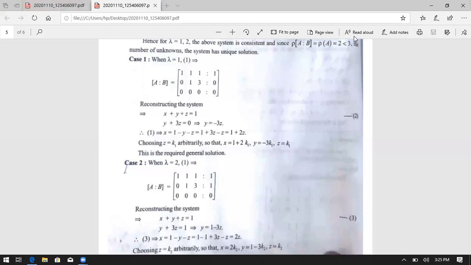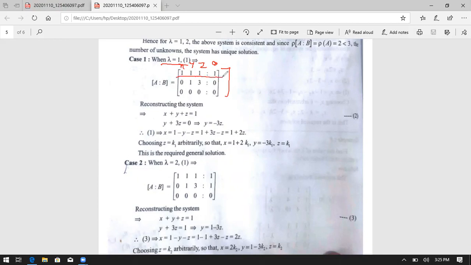Next here, lambda is equal to 1. Then the augmented matrix, that is 1 1 1, I write the same here. After that, reconstructing the equation. The reconstruct means x, y, z. Okay, I write the first equation: x plus y plus z is equal to 1.